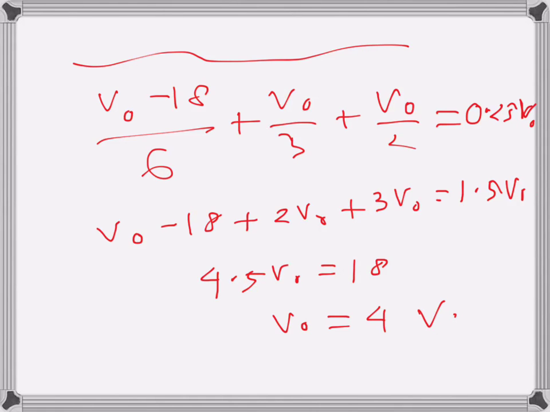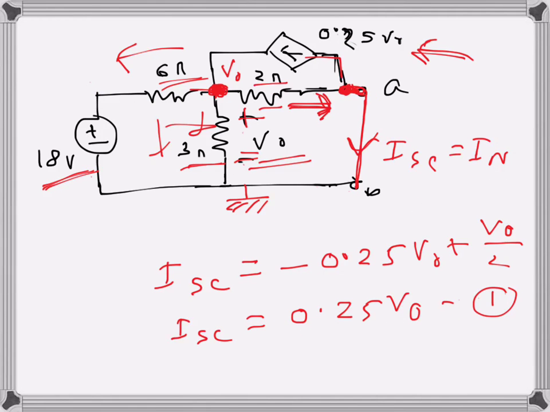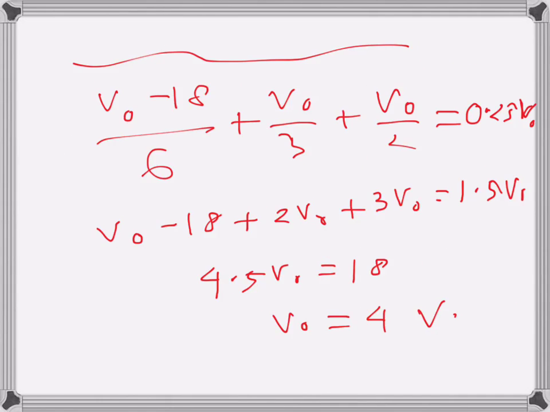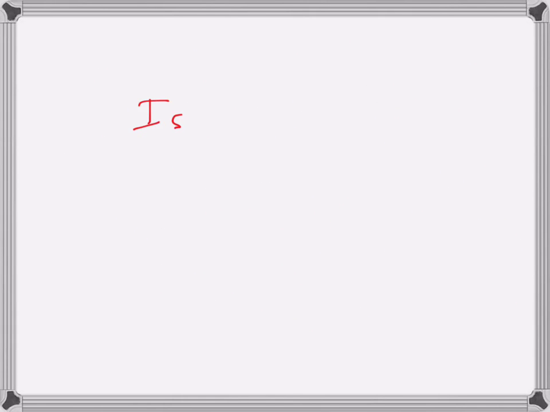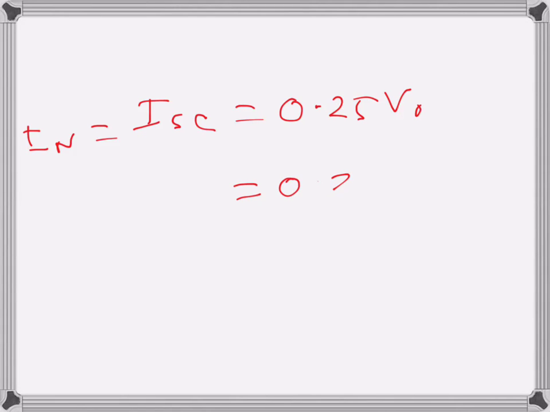So that's that. What I actually need to find is I short circuit, and I have an equation: I short circuit, which is I Norton, is equal to 0.25 times V0. So 0.25 times V0, and I now have 4, so that's just 1 amp. So that is the Norton's current for this circuit.